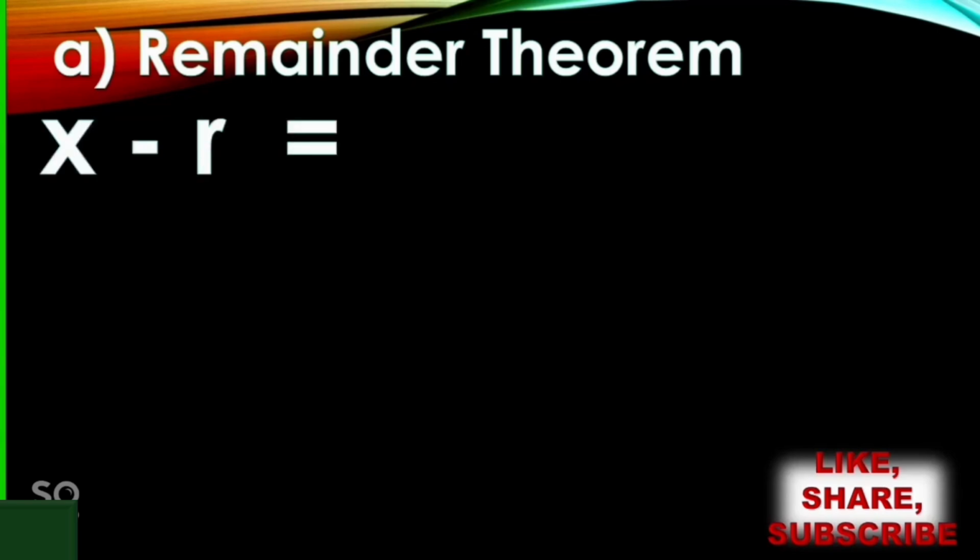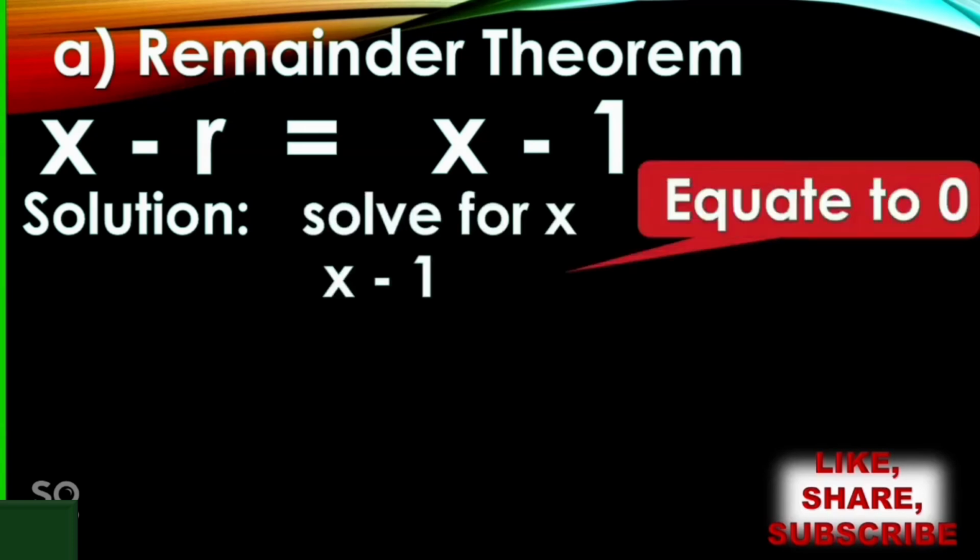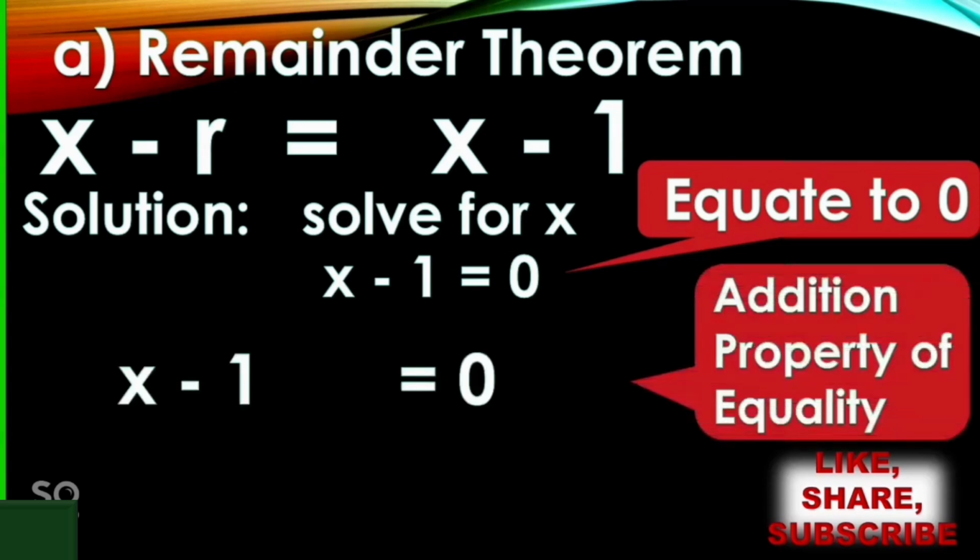Okay, x minus r equals x minus 1. Then, the solution is to solve for x. To solve for x, i-equate natin sa 0 yung x minus 1. So, it becomes x minus 1 equals 0. And then, applying the addition property of equality, para ma-solve yung x, mag-a-add tayo ng 1 both left side and the right side of the equation. So, negative 1 plus 1 is 0. 0 plus 1 equals 1. Therefore, the value of x equals positive 1.